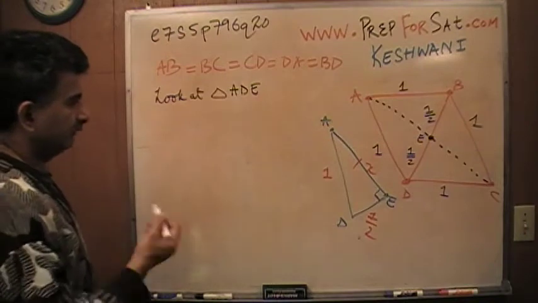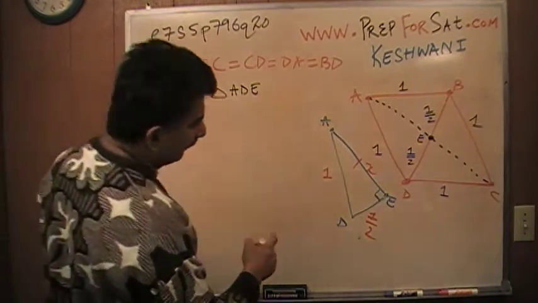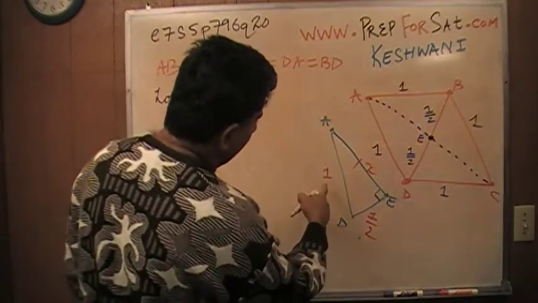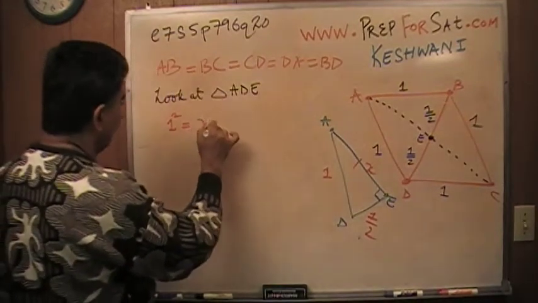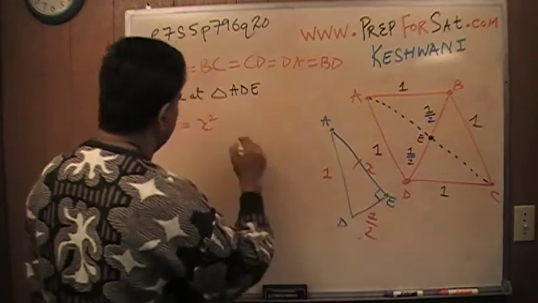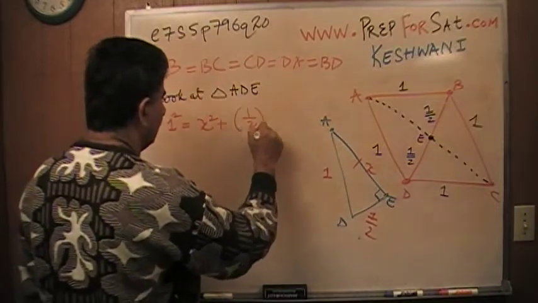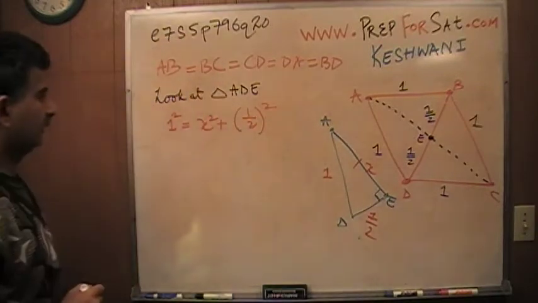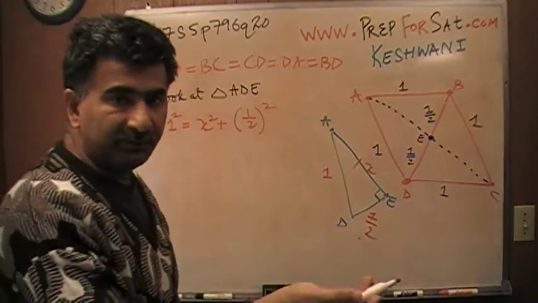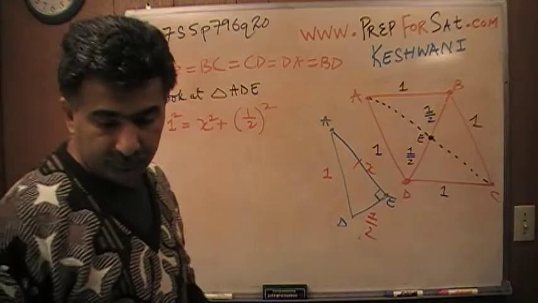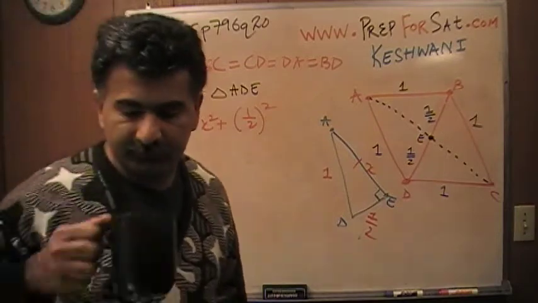So, let's solve for it, which is 1 squared, which is our hypotenuse, has to equal x squared, which is this guy right here, plus half squared. Let's bring the known and unknown quantities on the right hand side, unknown on the left hand side, as the convention dictates.